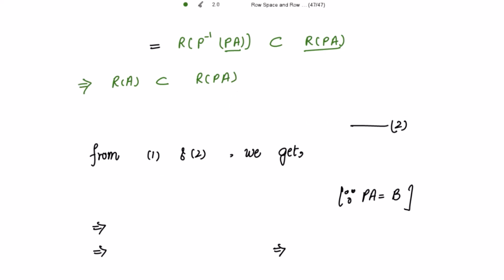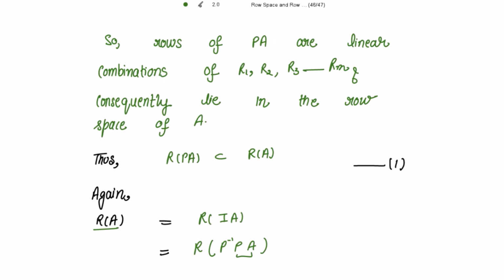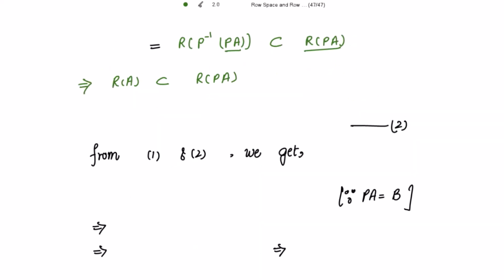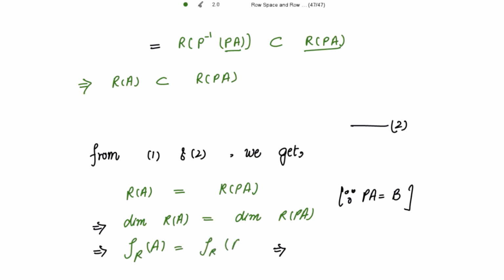So from 1 and 2 we get, 1 says that row space of PA is a subset of row space of A, and 2 states that row space of A is a subset of row space of PA. So from 1 and 2 we can say that row space of A is equal to row space of PA, right? Now because these two are equal, this implies the dimension of row space of A is equal to the dimension of row space of PA, right? And dimension of row space of A is nothing but the row rank of A. So row rank of A is equal to row rank of PA.